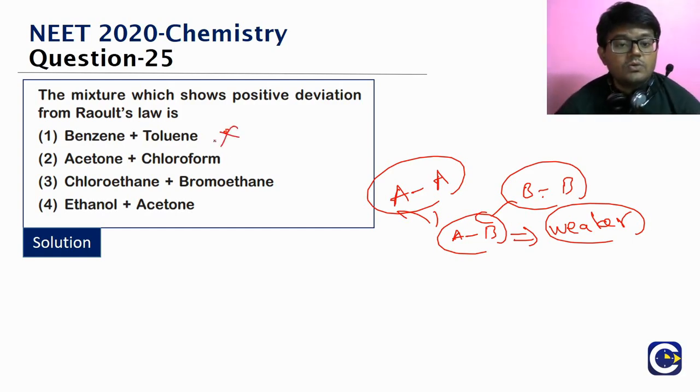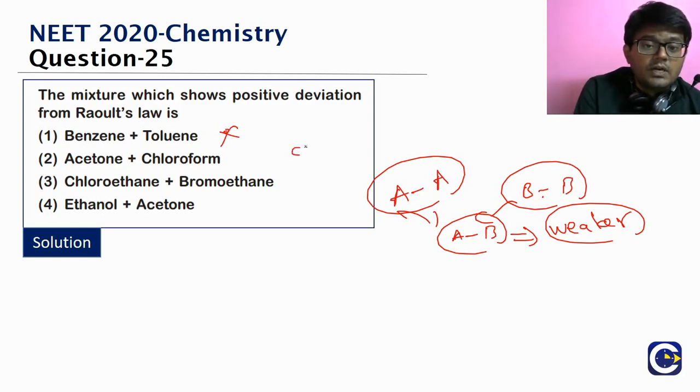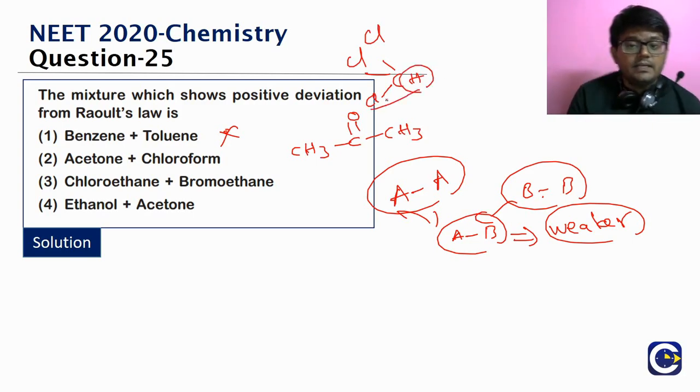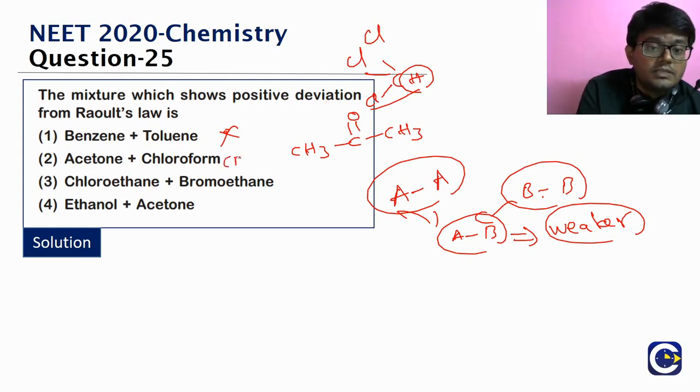What about acetone and chloroform? Acetone is CH3COCH3. Chloroform is CHCl3. So when we mix them, we'll see hydrogen bonding happening between the hydrogen of the chloroform and the oxygen of the acetone. So what we'll observe here is that AB interactions will be getting stronger. So this shows what? This will be showing negative deviation.